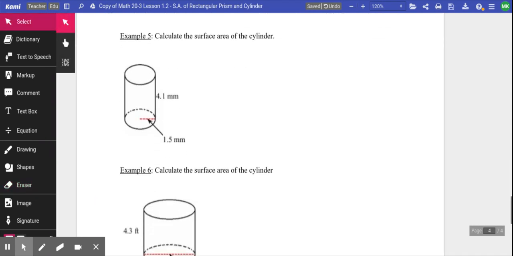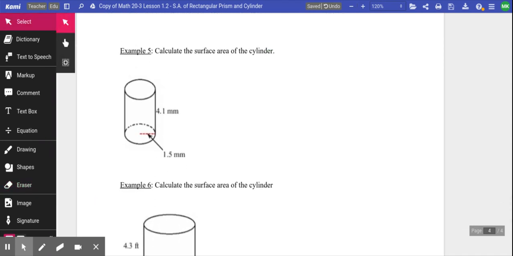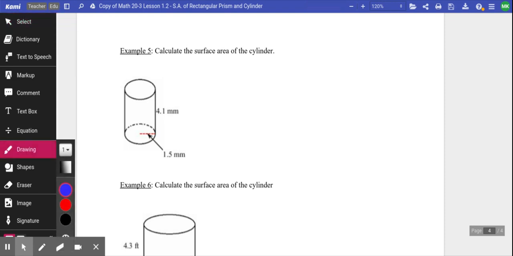Let's try some questions. Best way to do math is just to do it. Calculate the surface area of the cylinder. We'll start with the circle part because we can do the circle part easy. Then we're going to try to do the label part, and we're going to run into a bit of a problem. Okay, so let's start off.